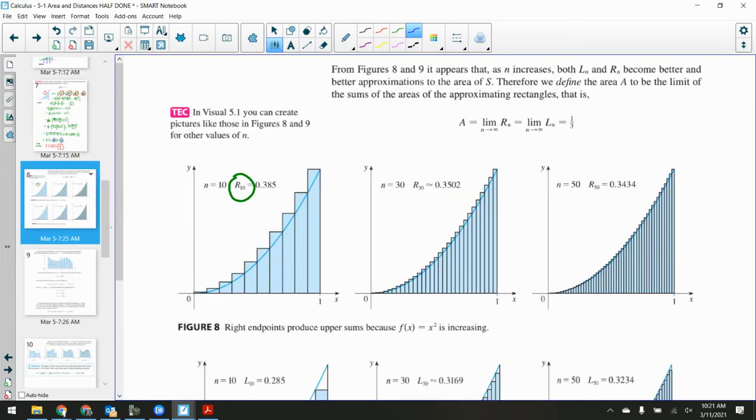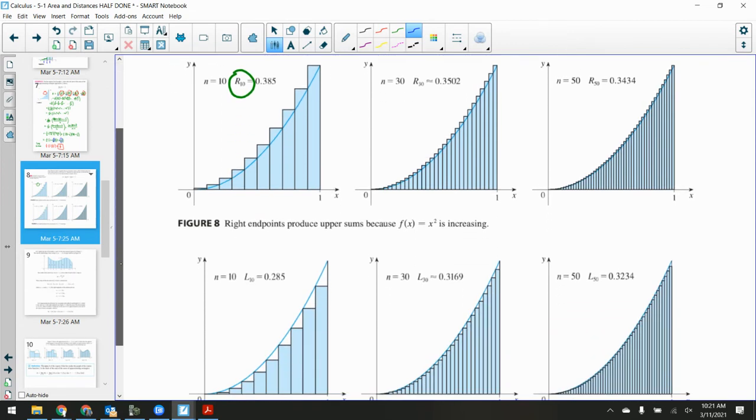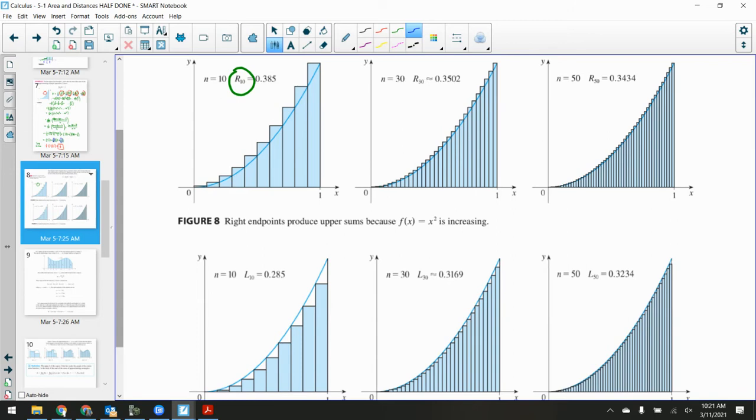I know I showed this diagram yesterday, where it's that idea of making that n, the number of intervals that I have, bigger and bigger, until the extra area is kind of negligible, until it's just kind of gone away. And what we can do is find an upper boundary and a lower boundary for the area. We know it's somewhere between 0.3434 and 0.32. We proved yesterday that it was actually 1/3.